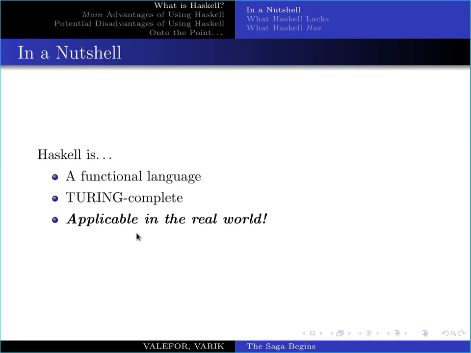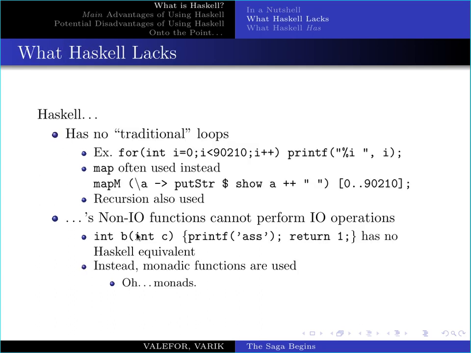I've seen a lot of people asking about whether or not Haskell is actually useful. Yes, it absolutely is. I know this firsthand because I've used Haskell to solve problems I've had.